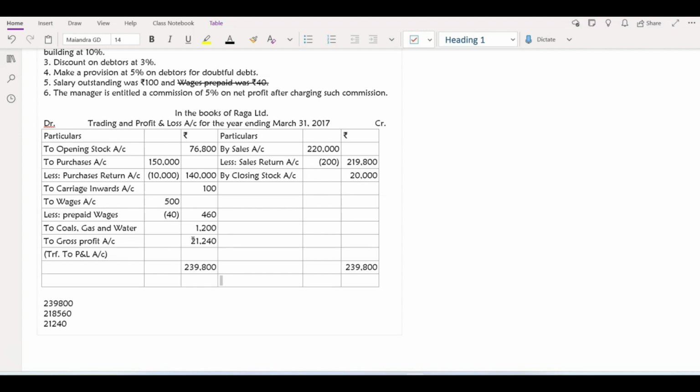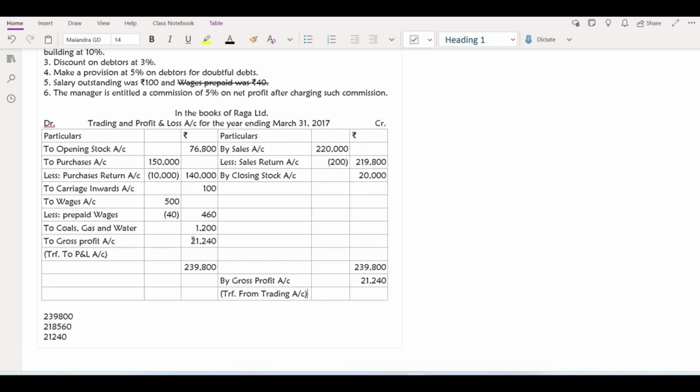Now from here onwards our P&L account is getting started. So the first step will always be to transfer gross profit or gross loss. In this case it is gross profit, so I'm going to write here by gross profit account 21,240, and in the bracket transfer from trading account.